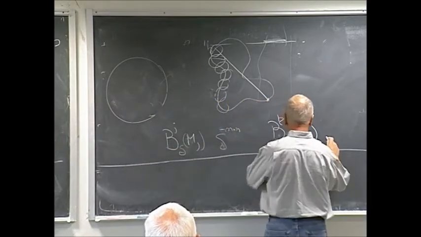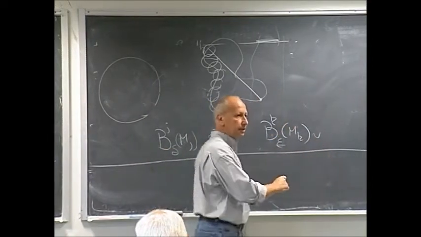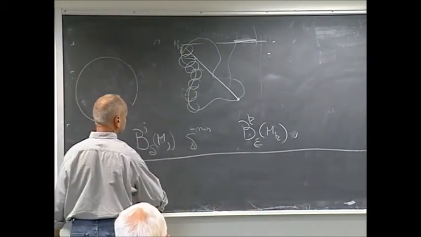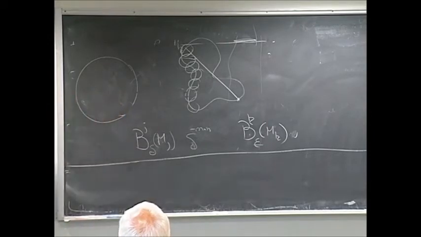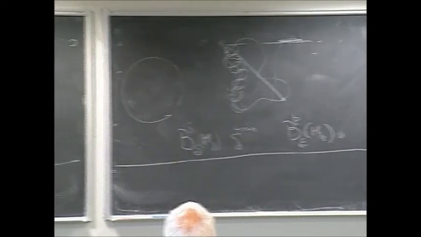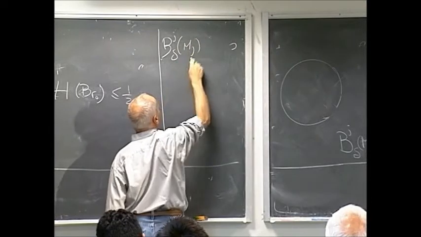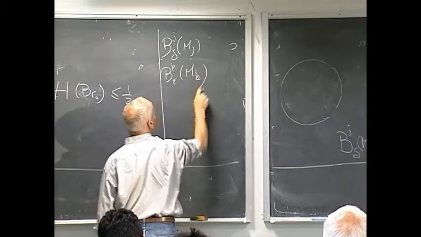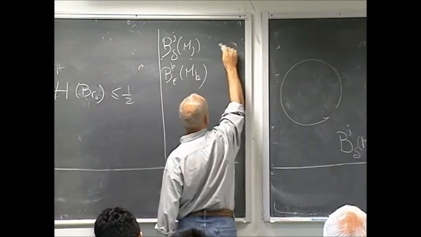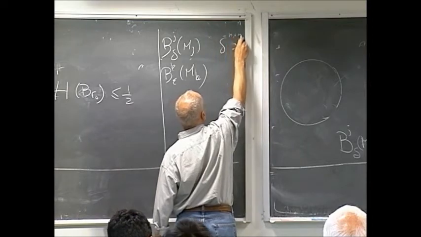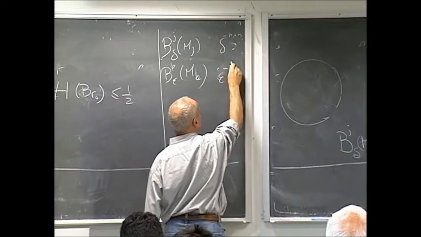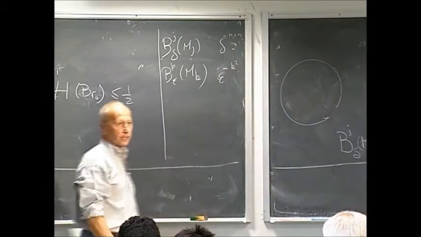Okay, let me do the pictures there and the notation here. So I have the covering B delta J of MJ and B epsilon K of MK. This I need delta to the minus n times m. And this I need epsilon to the minus n squared. Okay?